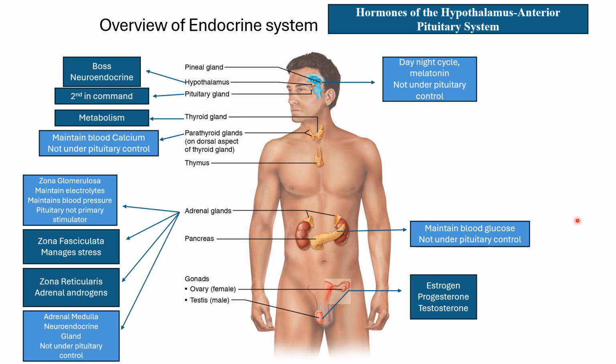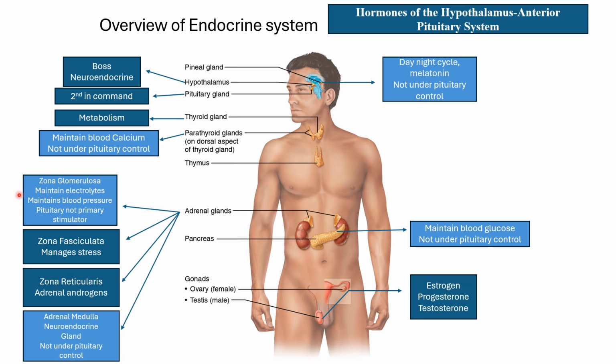It is not under the influence of the pituitary gland. Now let me go to this. So these are the parathyroid glands. Parathyroid glands are also not under the influence of the pituitary gland. They respond to calcium. Just remember, the main function of parathyroid hormone is to maintain blood calcium. So when there is low calcium in the blood, parathyroid hormone is secreted, and it works to improve the level of calcium in the blood. It maintains calcium blood levels.